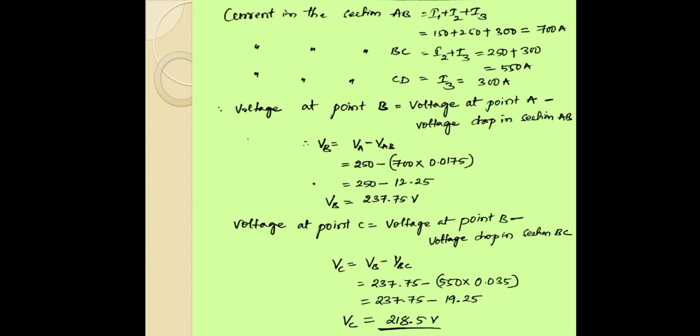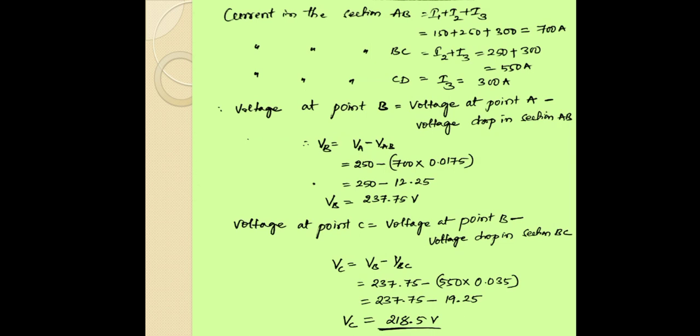Next is the current in each section. What is the current in section AB? The full amount of current, I1, I2, I3, that is 700 amps. In the BC section it is 550 amperes. In the CD section there is only a single current, the current decreases, that is 300 amps.